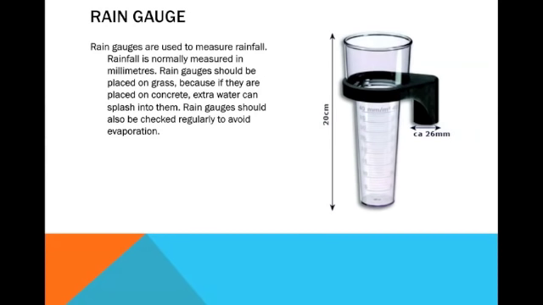Okay, now we've got the rain gauge. Rain gauges are used to measure rainfall, and it's measured in millimeters. Rain gauges should be placed on grass, because if they're placed on concrete, extra water can splash into them, because it's a hard surface and would therefore make the water splash. Rain gauges should also be checked regularly to avoid evaporation.